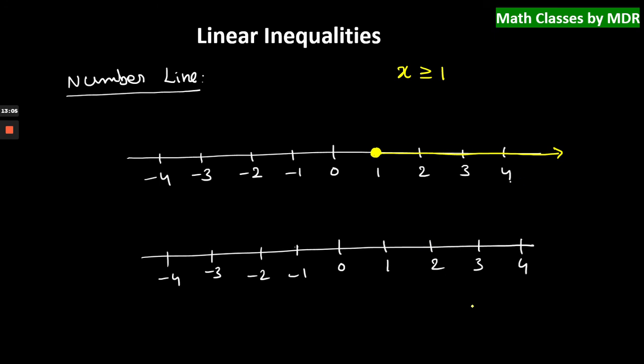Similarly, if we come across x less than or equal to 0, this is the point 0. We have to take a circle and fill it, and all the values less than or equal to 0 will go this side.